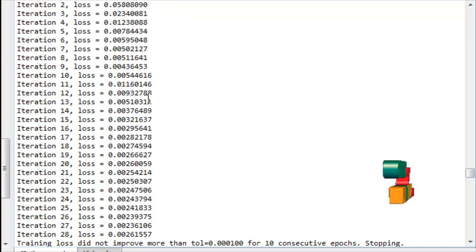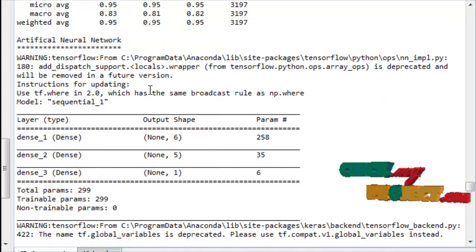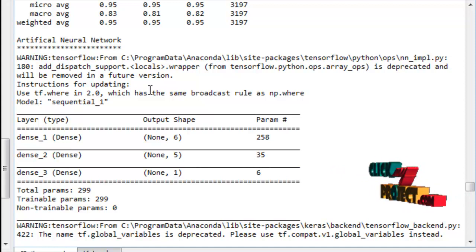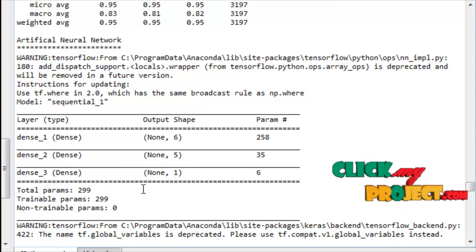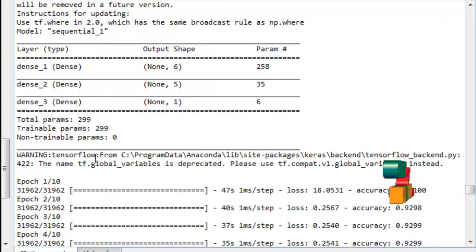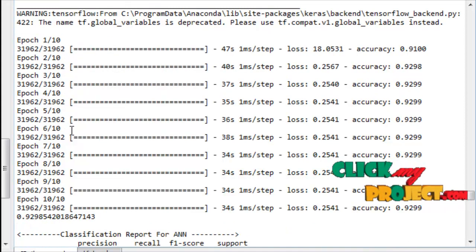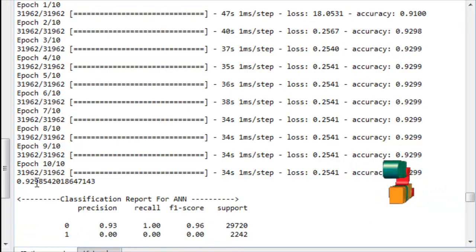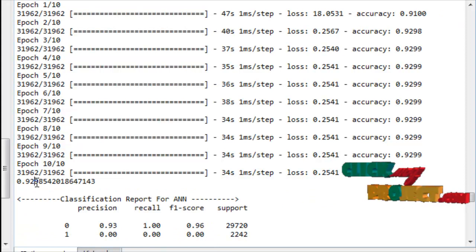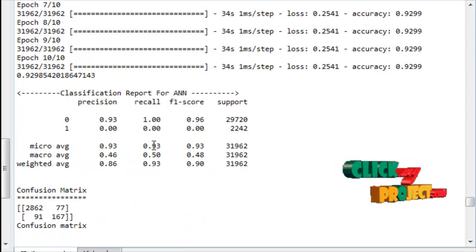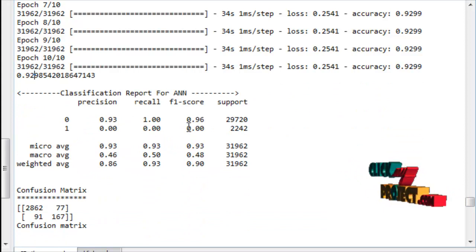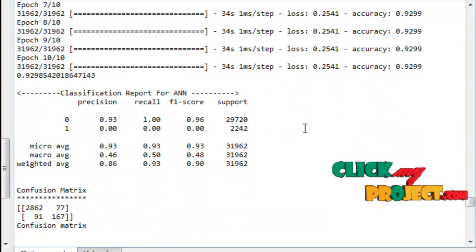Next, algorithm implementation. Artificial neural network algorithm. ANN has input and hidden layers and output. So input layers dense 1, dense 2 and dense 3. Next, epoch. Epoch is how many times we train the machine. I have put 10. So 10 times I have trained the machine. That's accuracy is 92. Next, classification report for ANN. Precision, recall, F1 score and support.